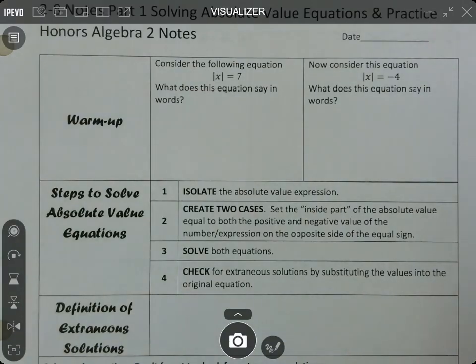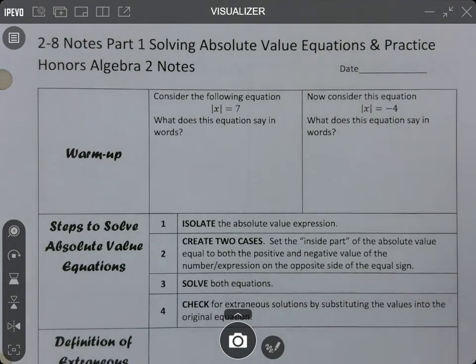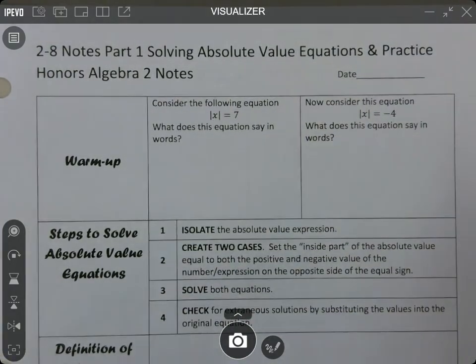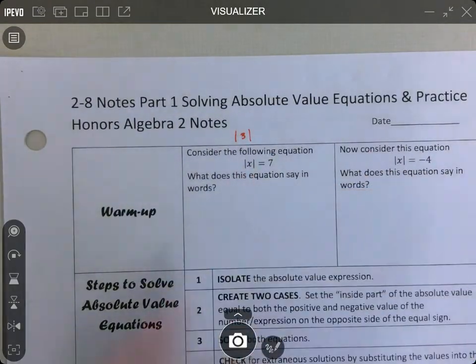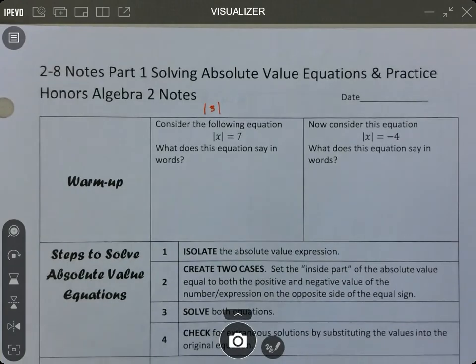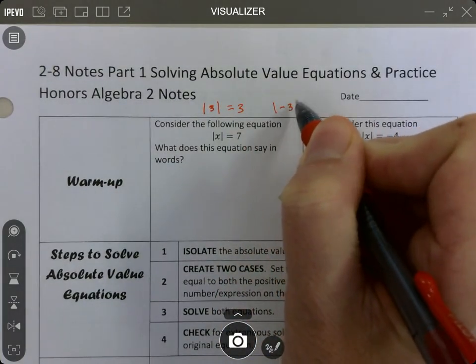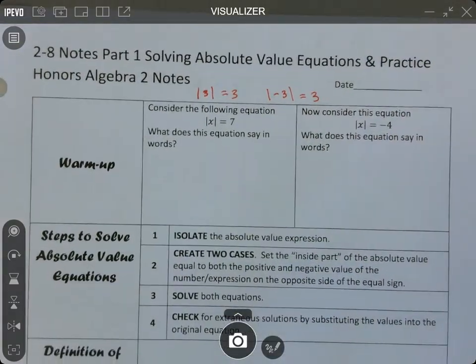All right, so we are doing 2-8 today, and we're doing it in two parts. The first one is starting with absolute value equations, and then the second half is going to be absolute value inequalities. So just to throw it out there, if I ask you for the absolute value of 3, what is it? Absolute value of 3 is 3. All right, what's the absolute value of -3? It's also 3.